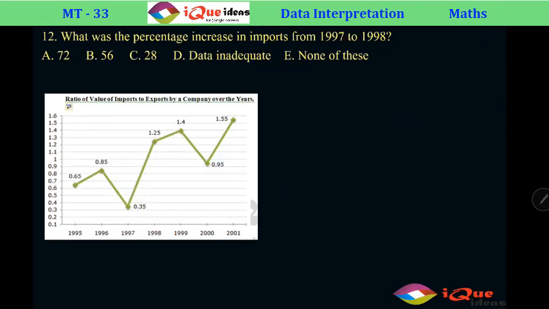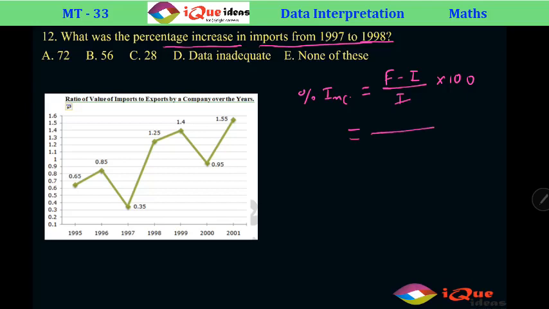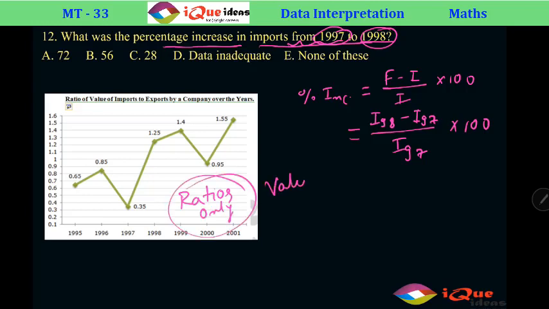Now this 12th question says, what is the percentage increase in the imports from 97 to 98? Now what do we have to find? The percentage increase in this case will be equal to final minus initial upon initial into 100. Right? That means the base will be import of 97 and in the numerator will be import of 98 minus import of 97, into 100. Right? Now in this question only ratios are given. Values are not given. Whereas in this question, we have to find the value difference and divide by a value. Okay. So the answer is data inadequate.